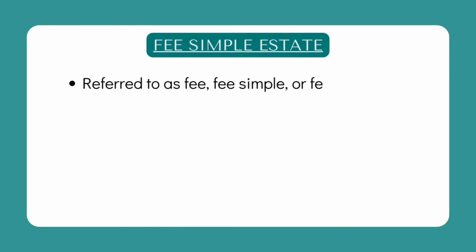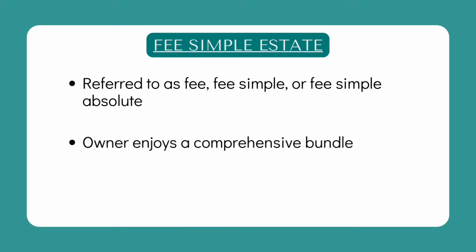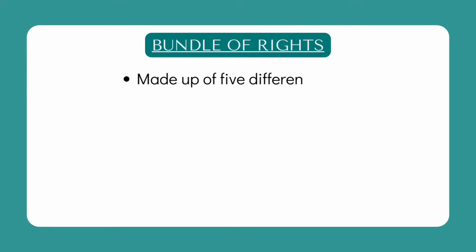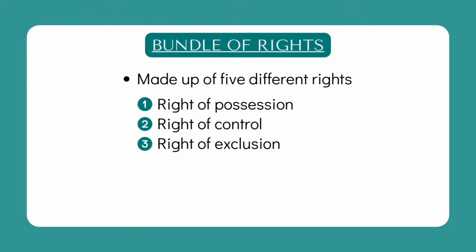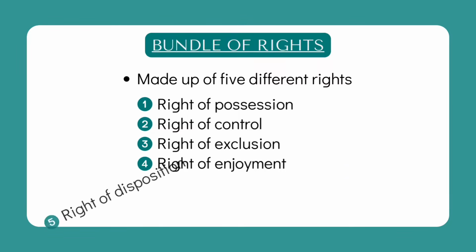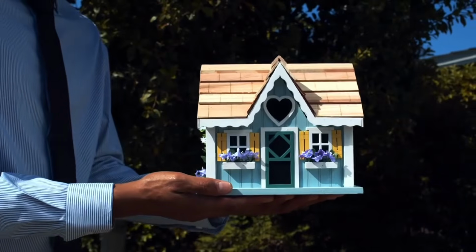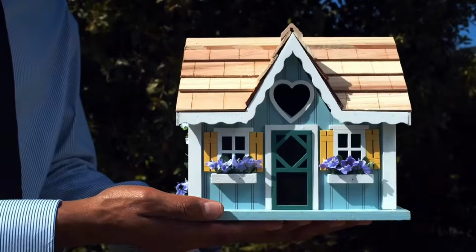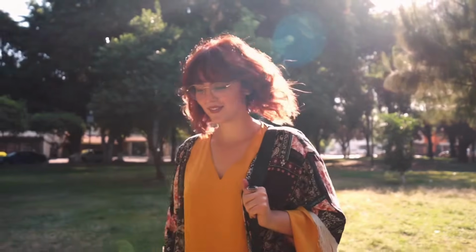In a fee simple estate, often referred to as fee simple, or fee simple absolute, the owner enjoys a comprehensive bundle of rights, which is the set of legal rights associated with the ownership of real property. The bundle is made up of 5 different rights: the right of possession, the right of control, the right of exclusion, the right of enjoyment, and the right of disposition. This type of estate, known for its simplicity and all-encompassing nature, stands out as the most desirable and prevalent form of land ownership.